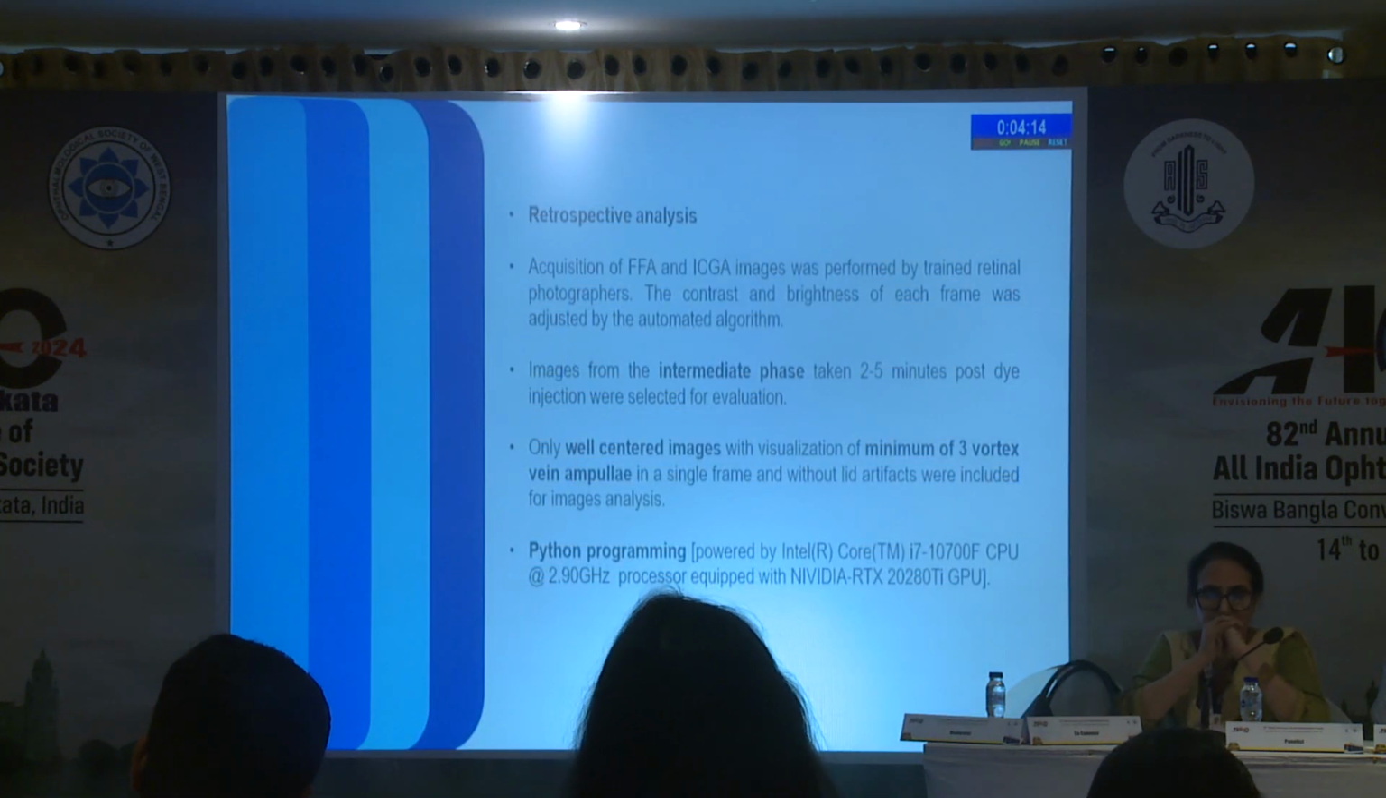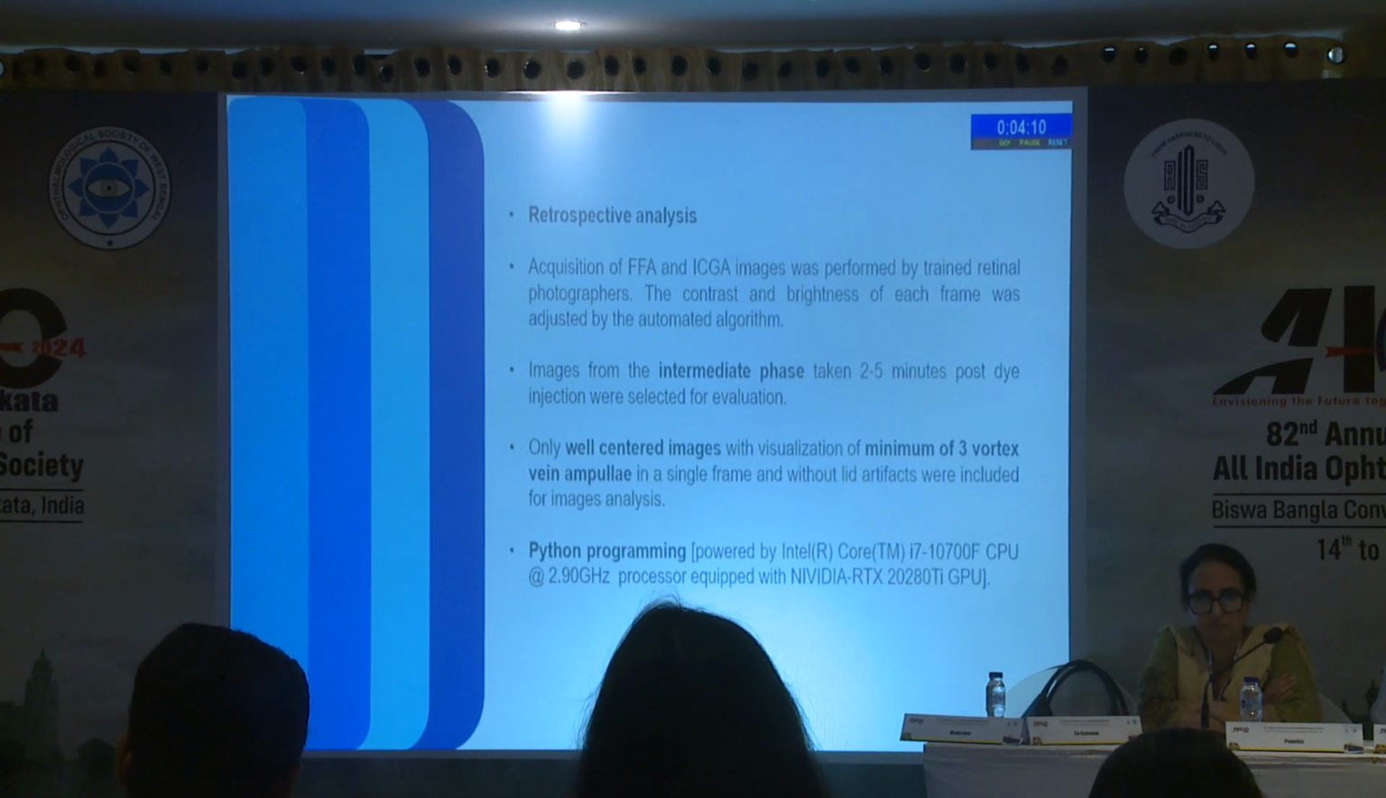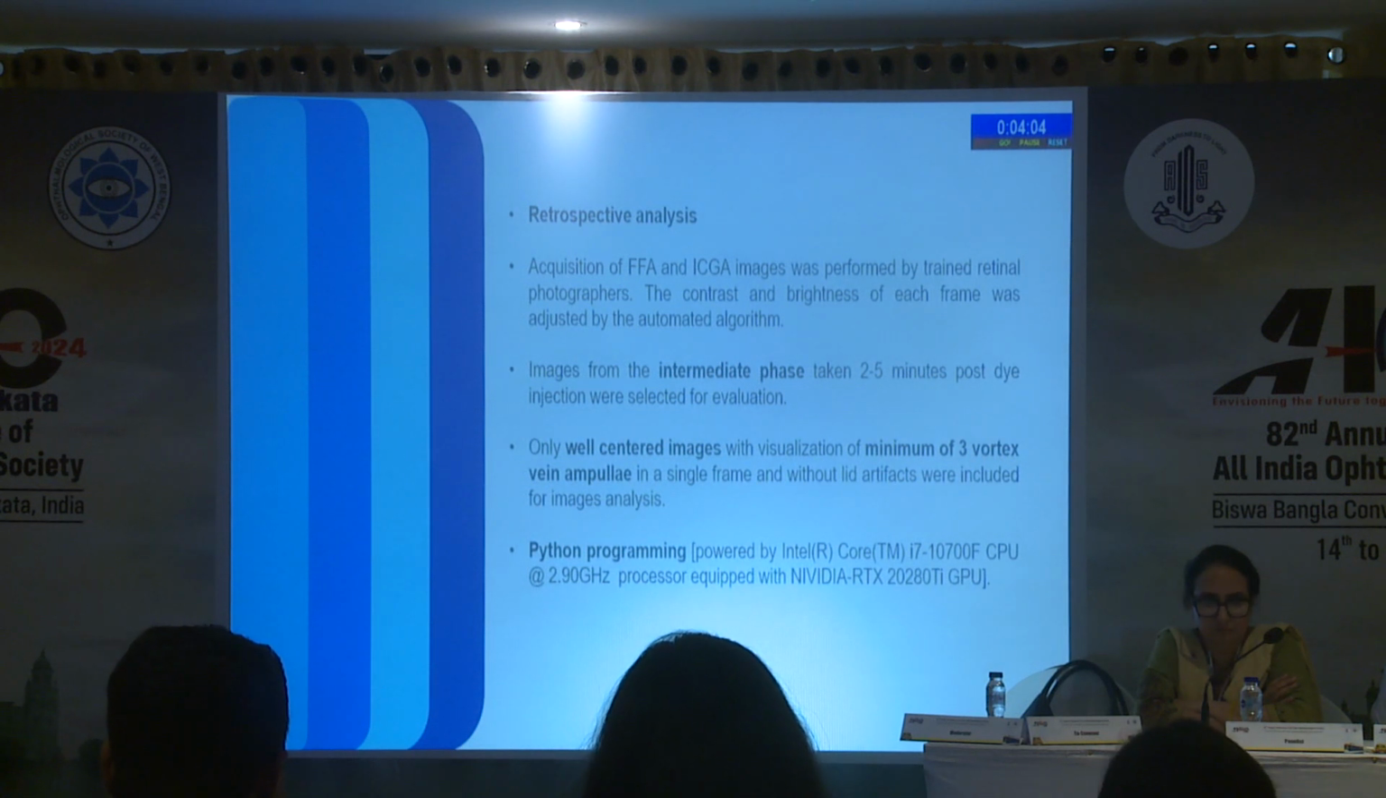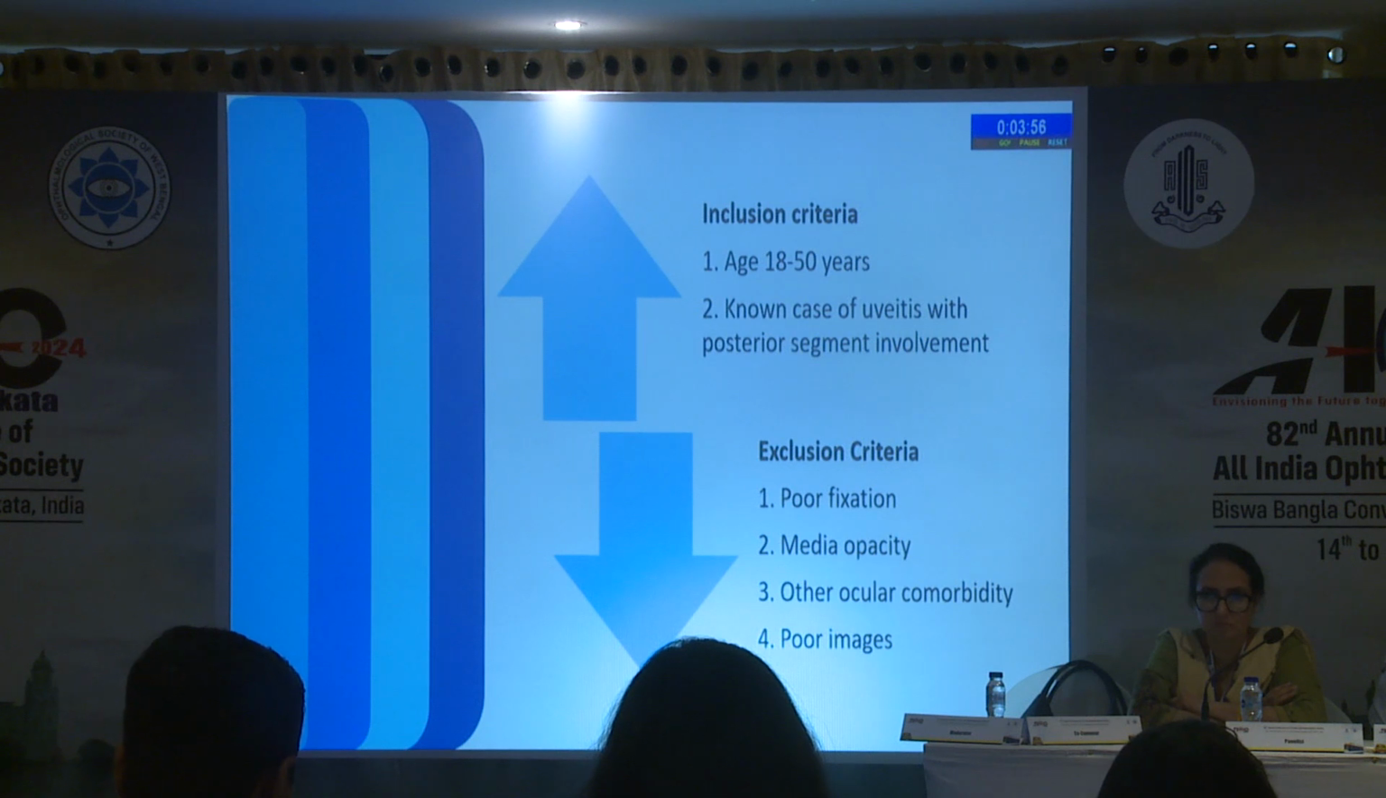All these patients underwent FFA and ICG, and images from the intermediate phase were taken for image analysis. Only well-centered images with visualization of a minimum of 3 vortex vein ampullas were included, and a Python program was used to analyze the images and to calculate the various choroidal vascular parameters. The exclusion criteria included poor fixation, media opacities, other ocular comorbidities, and poor quality images.